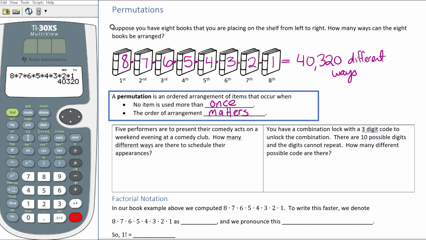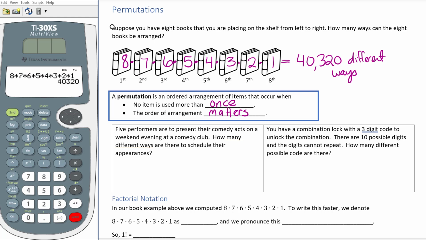Now, if we didn't care how we were putting the books up on the shelf, all 8 books were going on the shelf and it really didn't matter to us what order it was, then you only have one way of putting them on the shelf, right? But if the order matters and you care about which book comes first or which book comes third, then you have 40,320 different ways you could put the books up on the bookshelf, and that is a permutation.